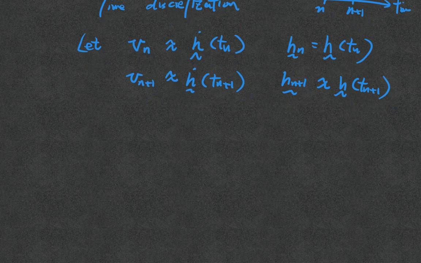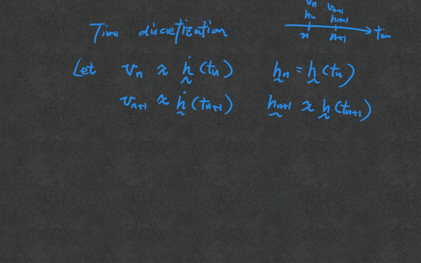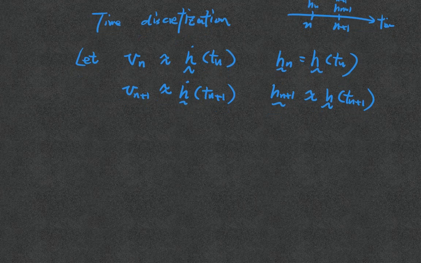Now, because the equation holds true for any given time, I can actually sample it at a particular time, at time Tn and Tn plus 1. Okay, does that make sense? Again, the matrix governing equation is M x dot plus omega h equals g ext. This actually works for any time, okay?